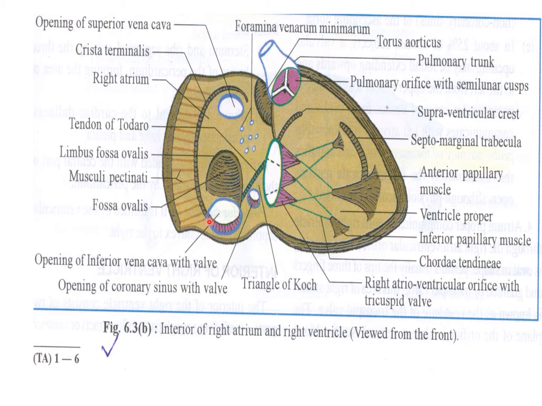The right horn is continuous with the lower end of the crista terminalis, and the left horn is continuous with the anterior limb of the limbus fossa ovalis. So here there is the limbus fossa ovalis. This is the limbus fossa ovalis. So the left horn comes here. So this is the opening of the inferior vena cava.